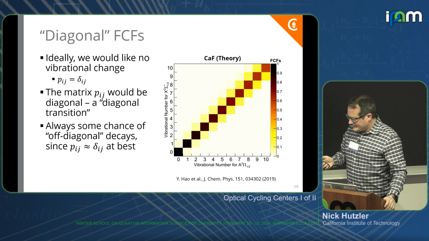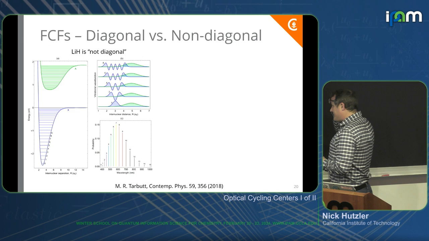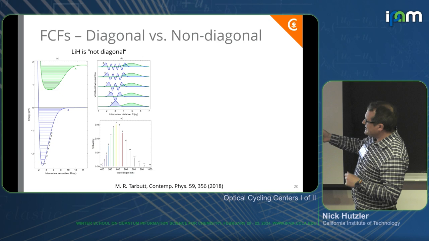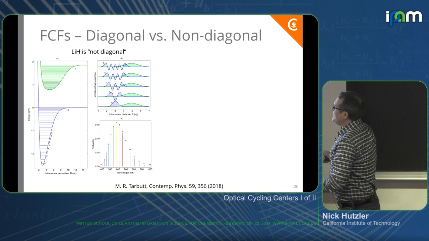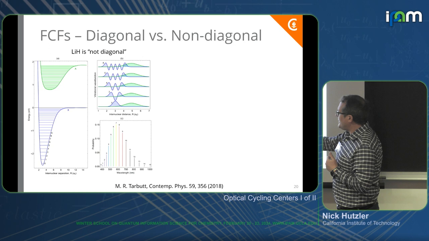Relating it back to this potential energy surface thing, what is diagonal versus non-diagonal? Most molecules, by the way, are not diagonal. Most molecules, if they undergo some electronic decay, just spread the vibration all over the place. Lithium hydride is an example of a non-diagonal molecule. The ground state potential energy surface looks like this. The excited state one looks very different.